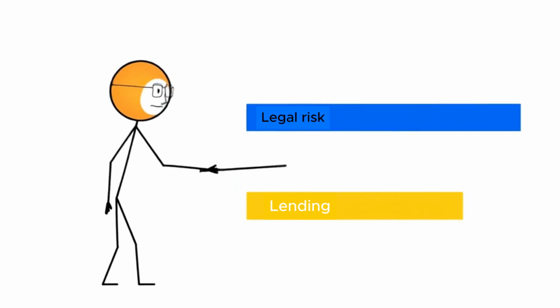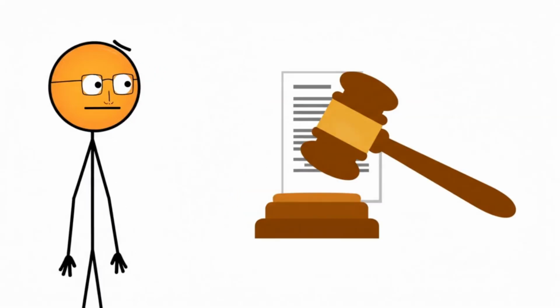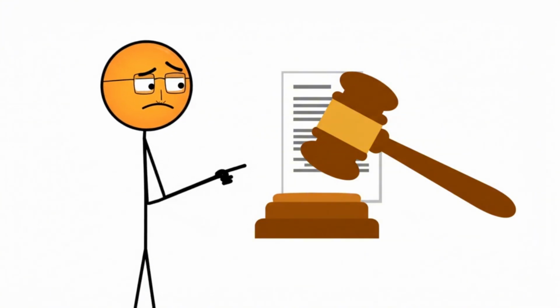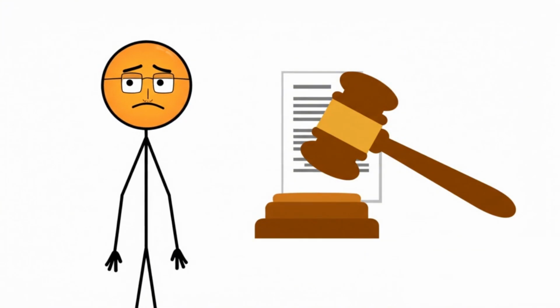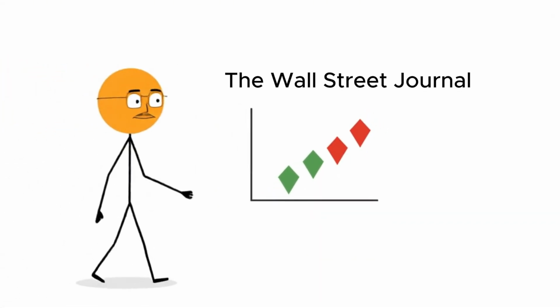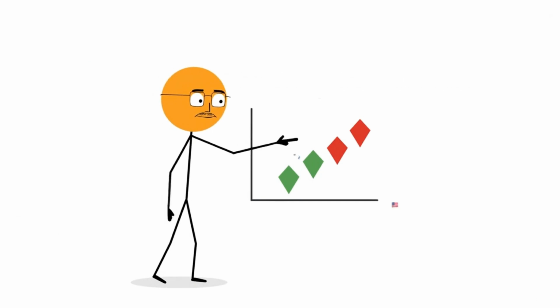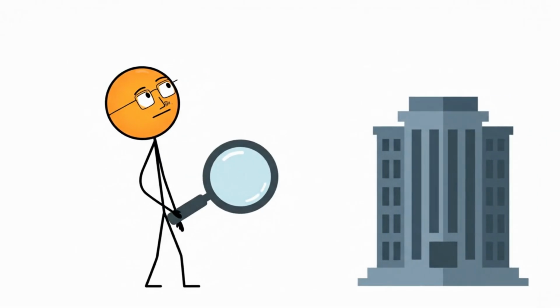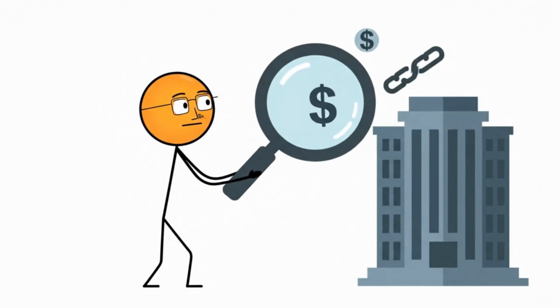Finally, there is legal and geopolitical risk. Tether has already been fined by the New York Attorney General and the Commodity Futures Trading Commission for misleading statements about its reserves. And according to reports from the Wall Street Journal, Tether remains under scrutiny from the US Department of Justice over possible money laundering and sanctions evasion.